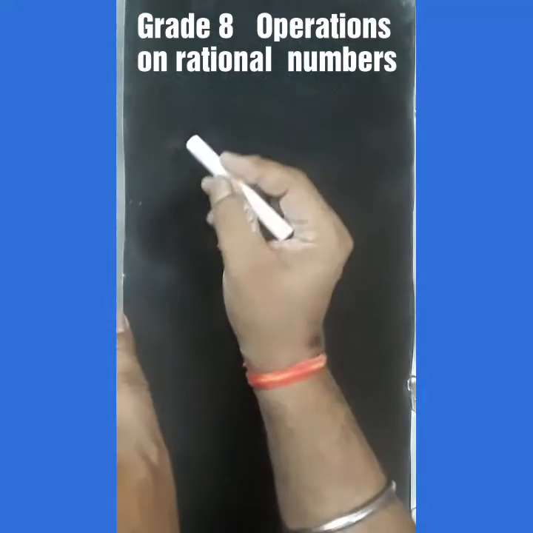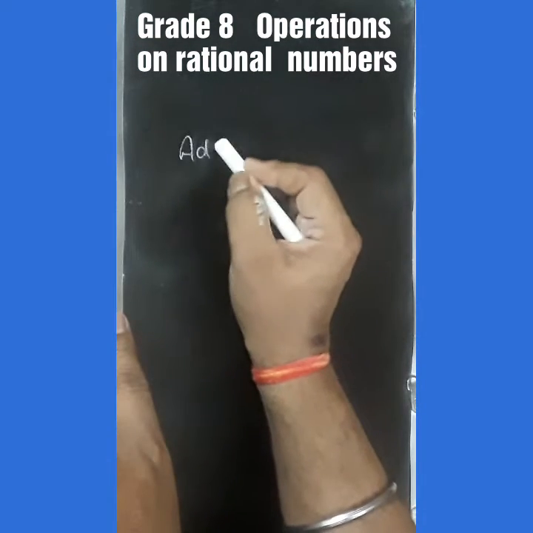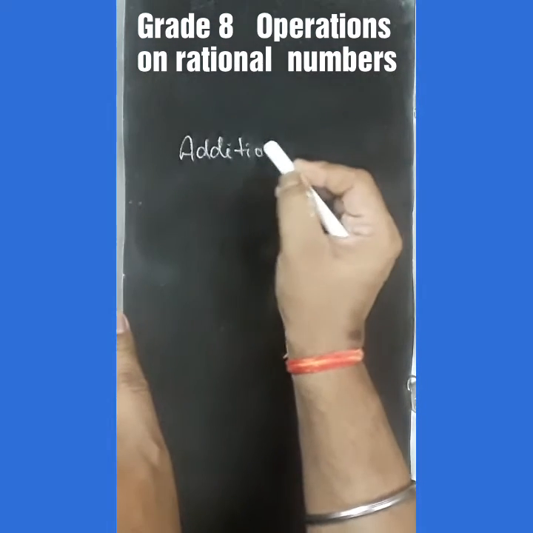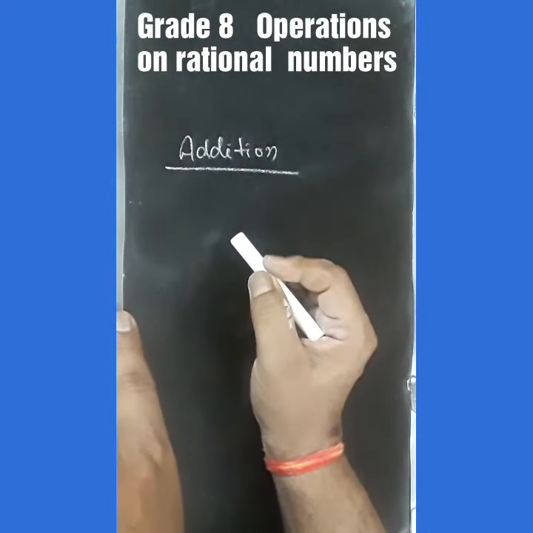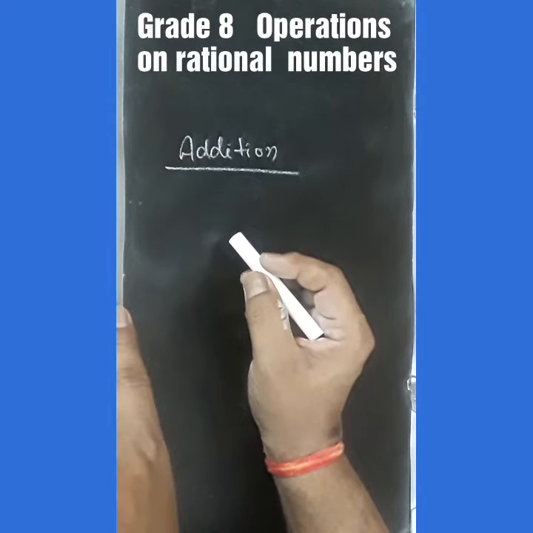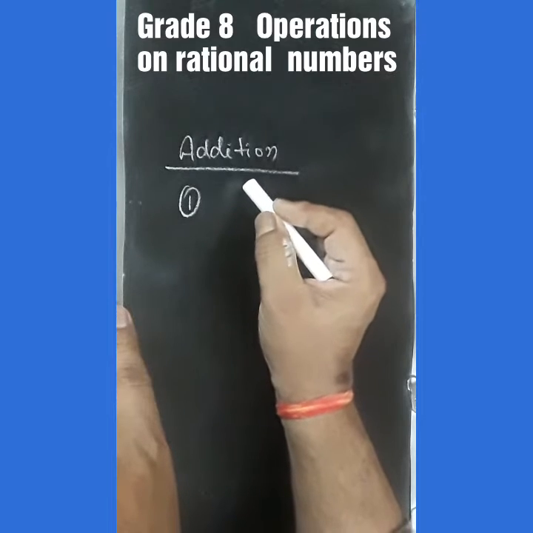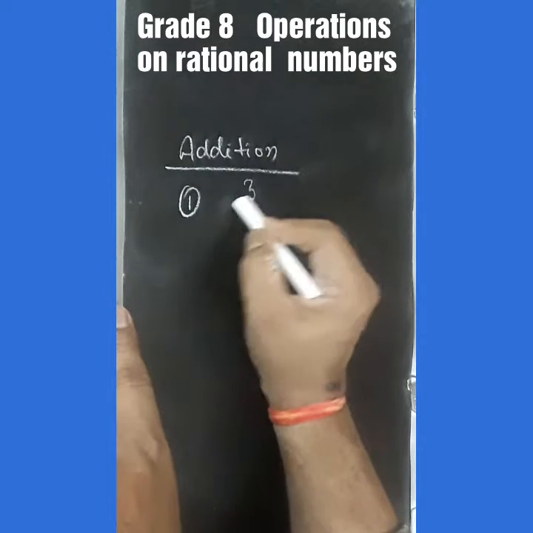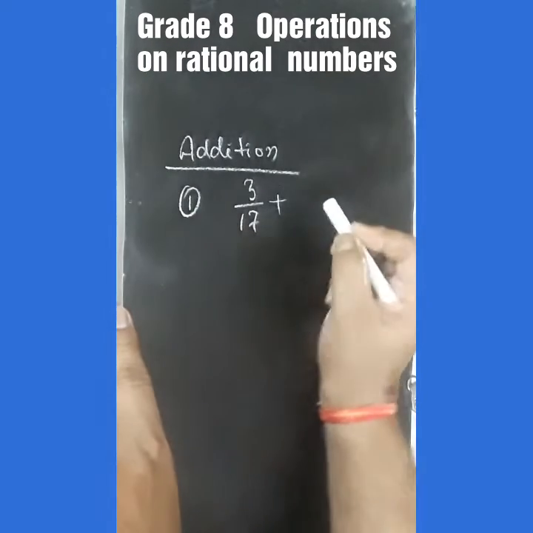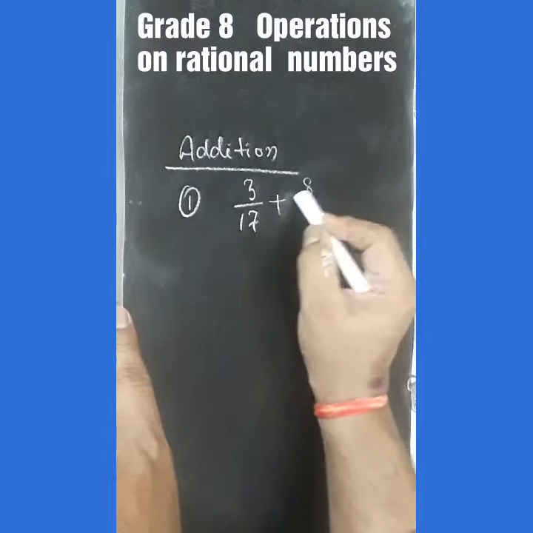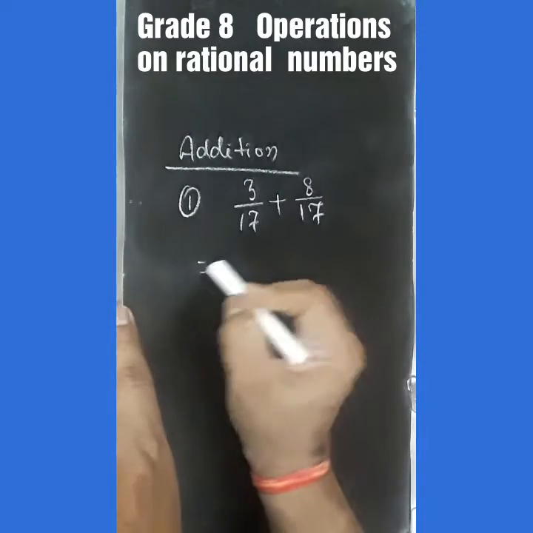To see operations on rational numbers, first of all we will discuss addition. Here we are going to take an example of rational numbers which have a common denominator, or the same denominator. Suppose we have 3 upon 17 and 8 upon 17. We have to add them.